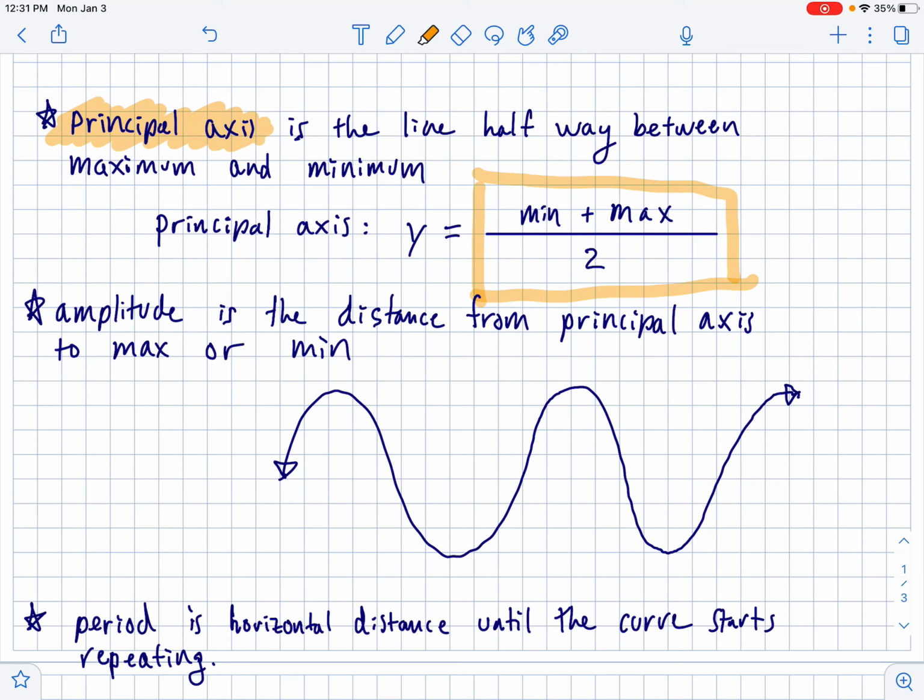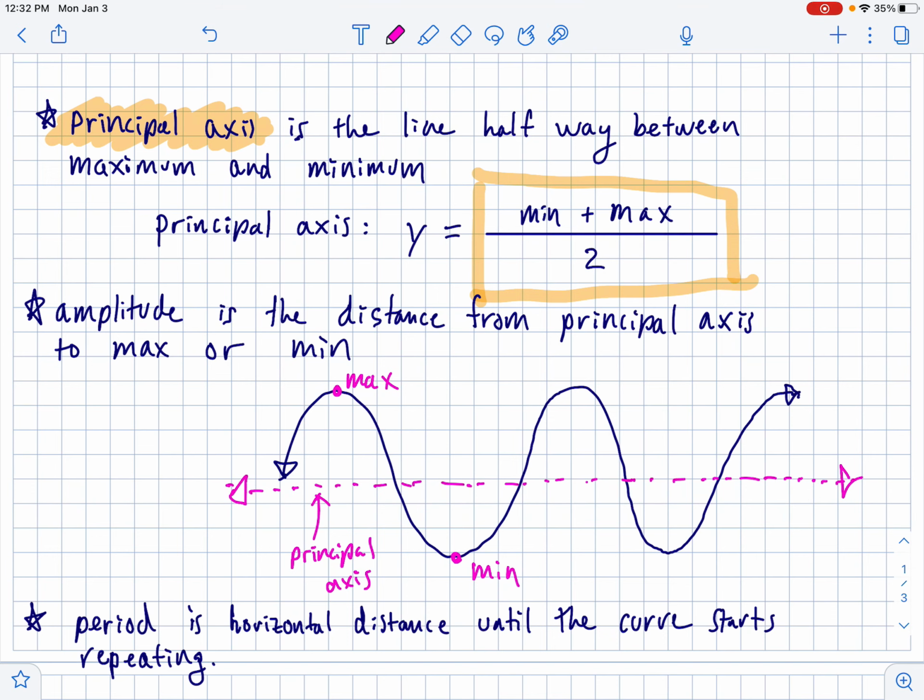We're also going to talk about the amplitude of curves. That's the distance from the principal axis to the max or the min. So on my diagram here, if I were to take a max up here at the top and a min down here at the bottom, the principal axis is going to be directly in between those two. So it's going to be halfway in between the top and bottom. So that's your principal axis.